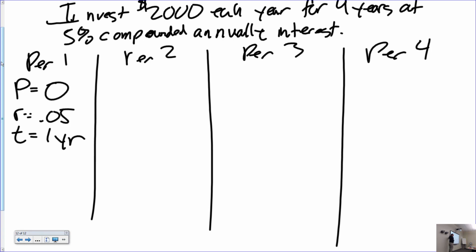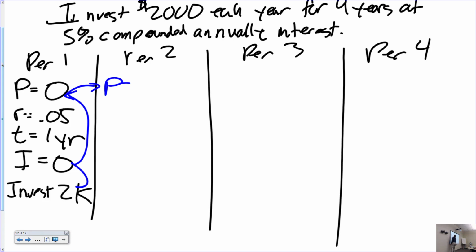How much interest do I earn in the first year? None. But what do I do at the end of the year? I put in the $2,000. There we go. And this is the way annuities work, folks: every year you take the principal you started with, add the interest that you earn, and add the investment. So if I add 2,000 to nothing and to nothing, I've got how much money starting the next period? 2,000. Okay, so now we finally start earning interest.